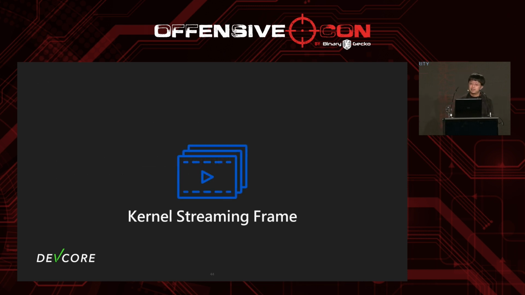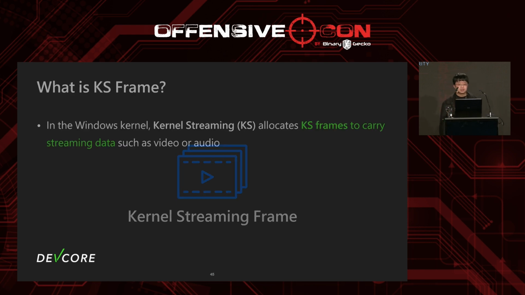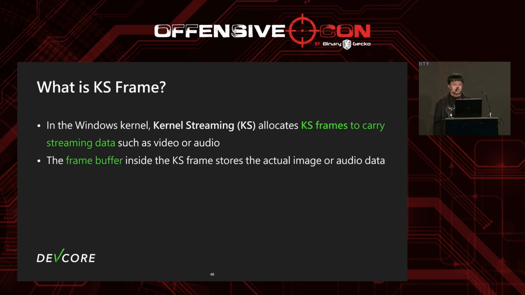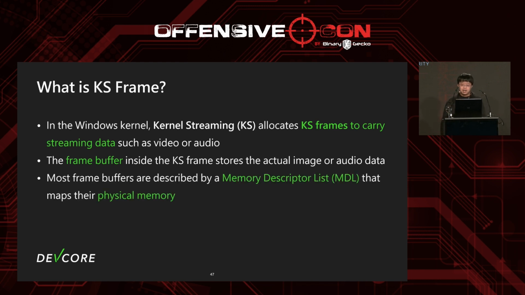Let's talk about the kernel streaming frame. So what is a kernel streaming frame? In kernel streaming, when reading data from a device, kernel streaming will allocate a KS frame to store and describe the multimedia data. It also has a frame buffer to store the image data. MDLs are used to manage this frame buffer, keeping track of their allocated physical memory, making data access much faster.